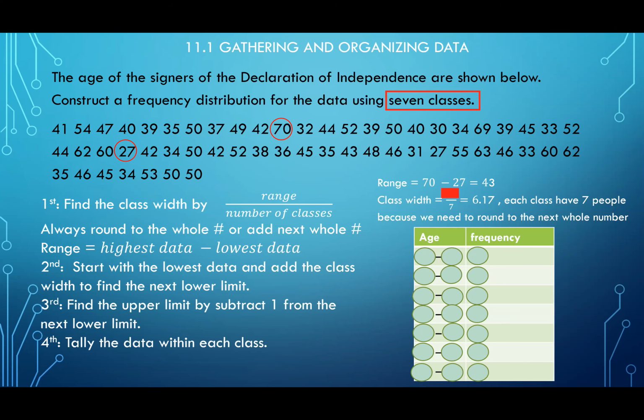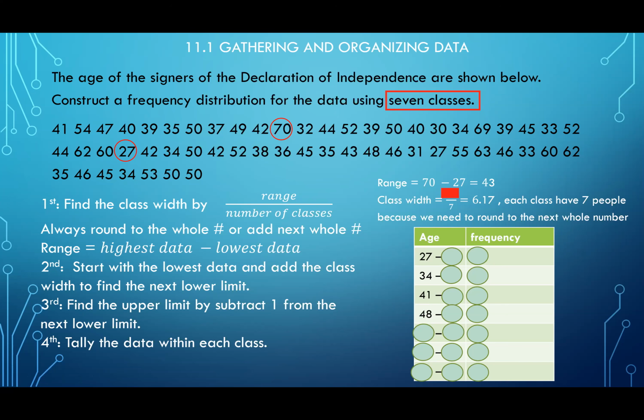So what is my lowest data? My lowest data is 27, like I mentioned. This is my lowest data. Every time I jump, everybody see that 27 plus 7 will give me 34. My next lower limit, 34 plus 7 to give me 41. 41 plus 7 to give me 48. 48 plus 7 to give me 55. 55 plus 7 to give me 62. And 62 plus 7 to give me 69. So everybody see that that is my lower limit.